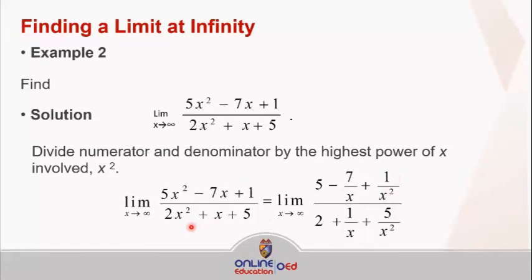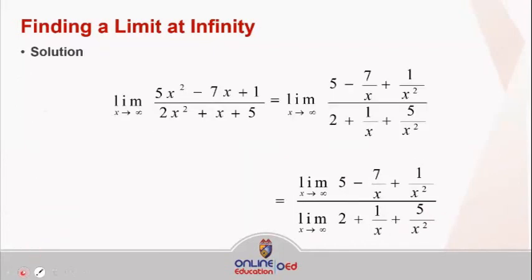For the denominator naman, i-divide din natin siya with the highest power. So 2x squared over the x squared, we have 2. And then x over the x squared, we have the 1 over x plus 5 over the x squared, we have the 5 over x squared. And then, after natin siyang i-divide, so ito na yung nakuha natin na solution. So we have here the 5 minus 7 over x plus 1 over x squared over the 2 plus 1 over x plus 5 over the x squared.